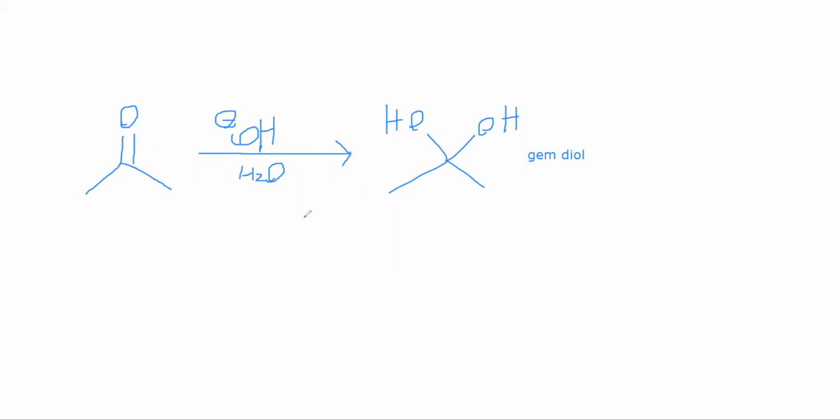I'm going to actually erase this arrow because this has an equilibrium. And this equilibrium greatly favors the carbonyl, even if you have an acid or a base catalyst. And I think most of the other reactions also have an equilibrium that probably favors the carbonyl, but this one with the gem diol favors the carbonyl so much that you basically don't see the gem diol form, even if you have a catalyst.